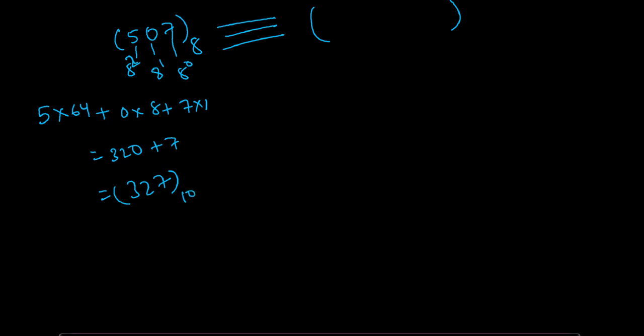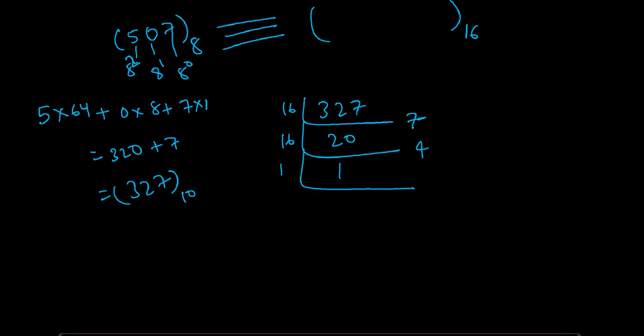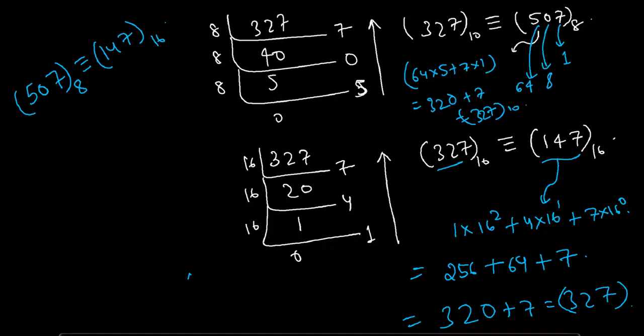What is the hexadecimal equivalent? For the hexadecimal equivalent, you are going to do this. 16 into 20, remainder 7, 16 into 1, remainder 4, and then 16 into 0, remainder 1. So 147 is the hexadecimal equivalent, as you can see we did it on the last page.